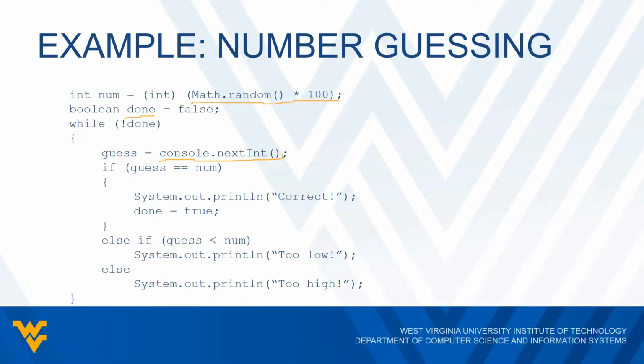If our guess equals the number that was generated, we output that it's correct, and then we set done to true. Now, if it is not correct, then we want to tell the user that they're incorrect, but we can give them a little bit more information. We can tell them whether the number they guessed was too low or too high. So if guess is less than num, then we say that our guess was too low. Otherwise, we say that it's too high. And then we just keep repeating this until the user enters a guess that is equal to our random number.